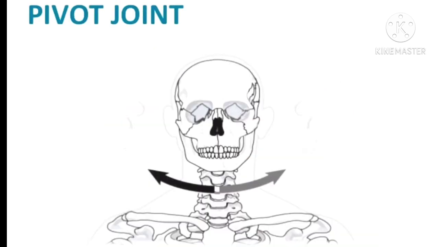Pivot joint. The pivot joint is where our neck joins the head. It allows us to bend our head forward and backward easily and turn the head to our right and left. So you can feel this movement. This is the example of a pivot joint.